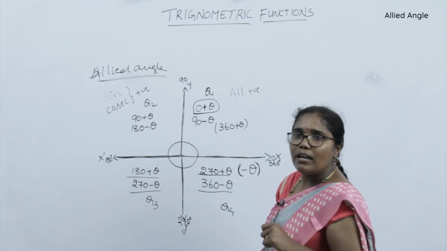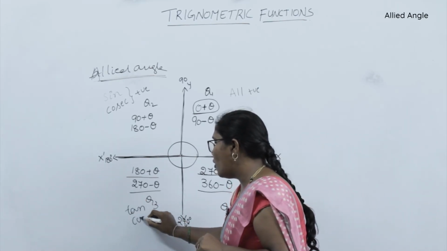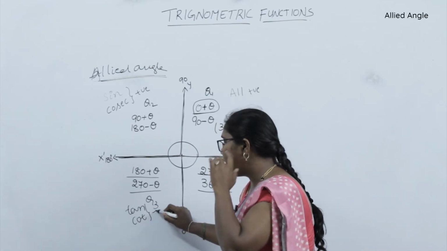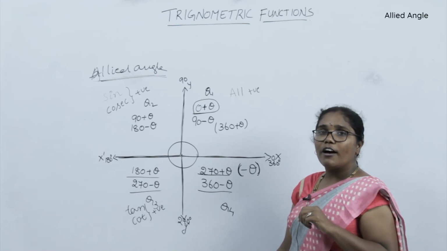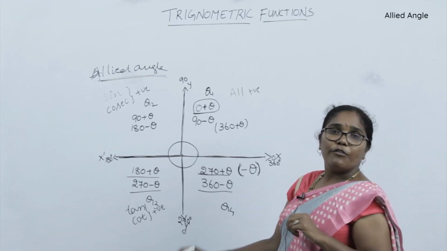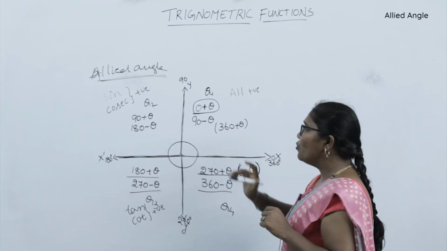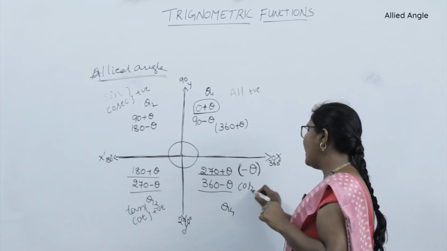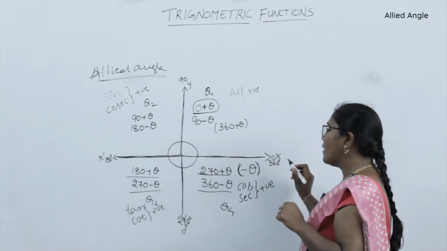In the third quadrant, the positive ones are tan and its reciprocal, cot. So these 2 trigonometric functions are positive and the remaining all are negative. And coming to the fourth quadrant, only 2 are positive, that is cos and secant. So cos and secant are positive and the remaining all are negative.